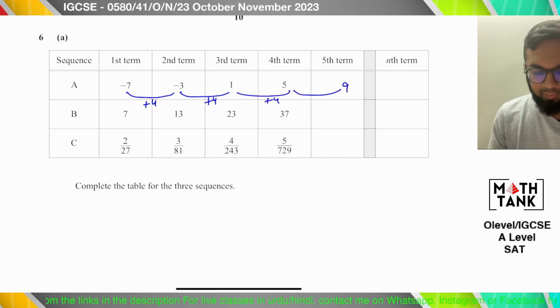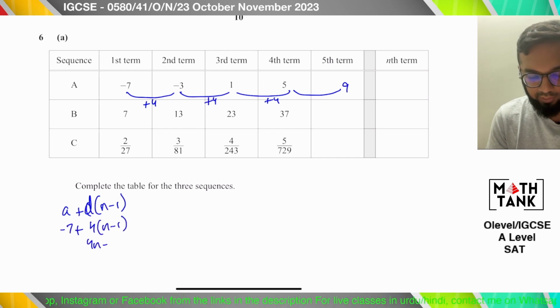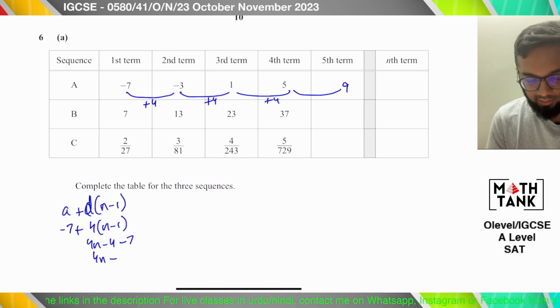And for the nth term, I'm going to say that it's just a linear sequence. So a plus d times n minus 1. So minus 7 plus 4 times n minus 1. So 4n minus 4 minus 7, 4n minus 11.